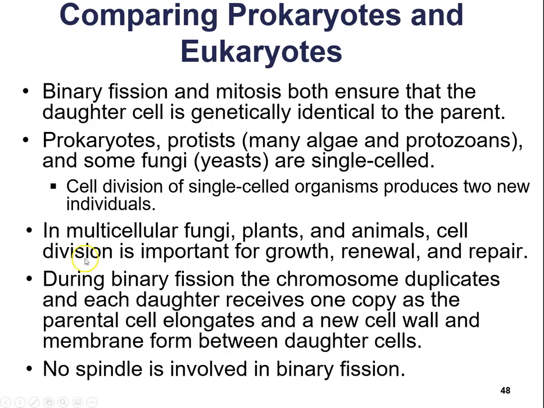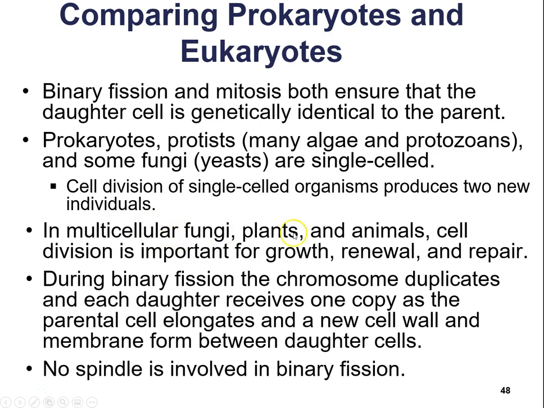If you want to compare binary fission in prokaryotes to mitosis in eukaryotes, these are some things to point out. Binary fission and mitosis both ensure that the daughter cell is genetically identical. Prokaryotes are single-celled, and so cell division of a single-celled organism produces two new individuals. There are also other types of eukaryotic cells that are single-celled, like yeast, and that can then be a new individual, and again, asexual reproduction. So it's not only in bacteria that you see this, you can see this in other single-celled organisms as well. That's the idea here.